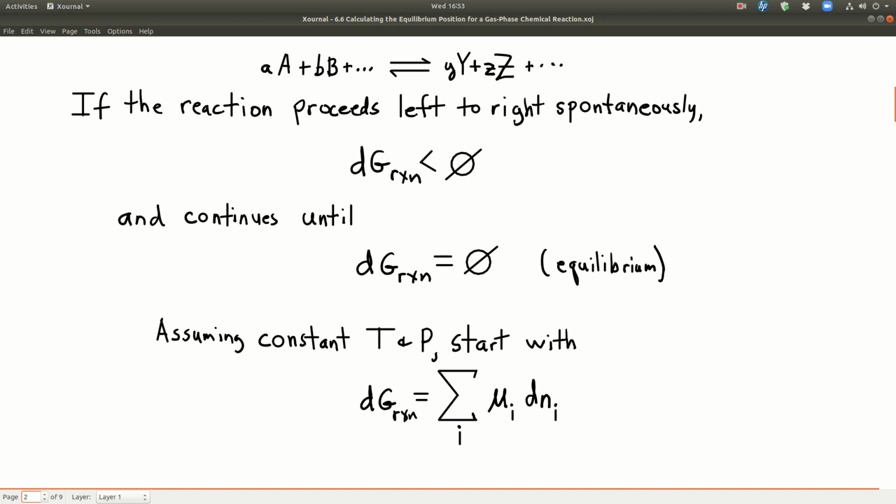We also know that for this reaction to proceed spontaneously from left to right, dG of the reaction must be negative. And when dG of the reaction is 0, we're at equilibrium. So at constant temperature and pressure, we showed this before, dG of the reaction is equal to the sum of the chemical potentials times the change in the amount of each of the species.